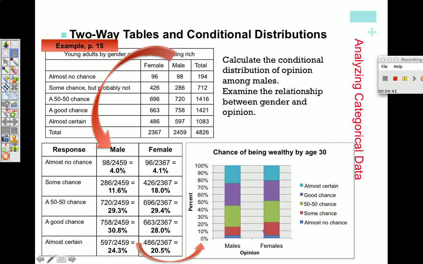This is what we mean by a segmented bar graph. So the first blue color down here is 4%. You can think of it as a parfait. It's got layers. So almost certain, good chance, 50-50 chance, some chance, almost no chance. So here's our 4%, here's our 11.6%, here's our 29.3. It's the total size of this colored band that is that segment.